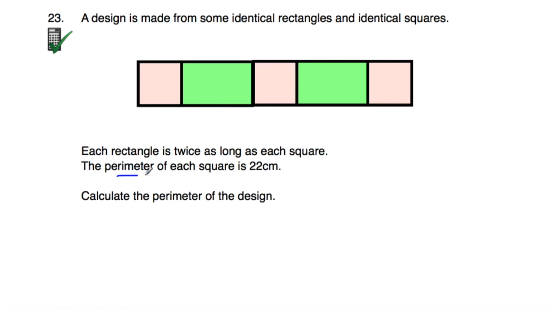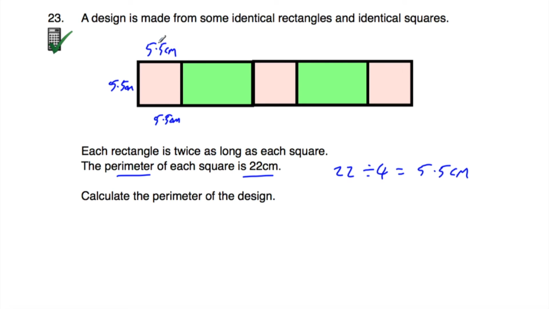So we're told the perimeter of each square is 22 centimeters. Now remember, a square has got 4 sides, all the same length. So if we take our 22 centimeters and divide that by 4, 22 divided by 4 is equal to 5.5, so that's 5.5 centimeters. So that means the length for each side of the square is 5.5 centimeters, 5.5 centimeters, 5.5 centimeters, and this one here is 5.5 centimeters.